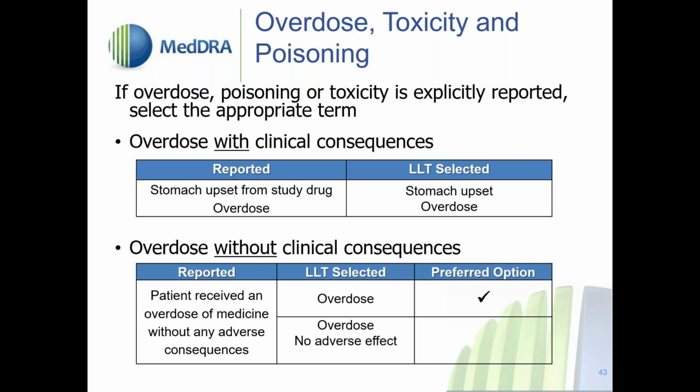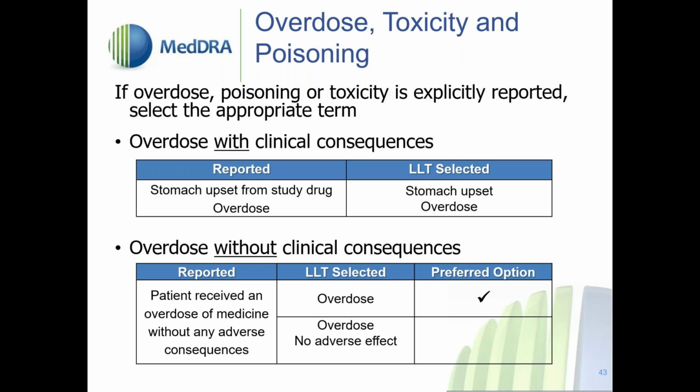So I can't follow that guidance from the PTC guideline telling me if you have context, you can code accidental, even if the word accidental is not in there. I just don't have enough in this example. The same with the other one. So the overdose without clinical consequence in this example, the patient received an overdose of medicine without any adverse consequences. I don't know if this was intentional or accidental. I don't have enough context, so I can code only overdose.